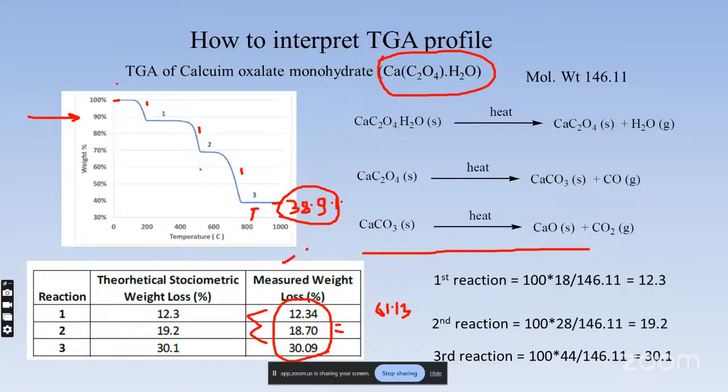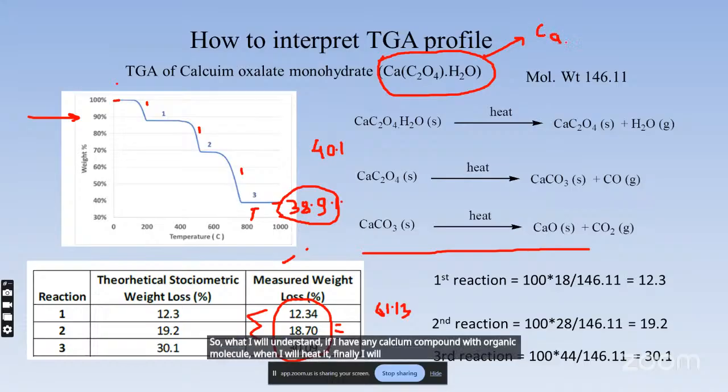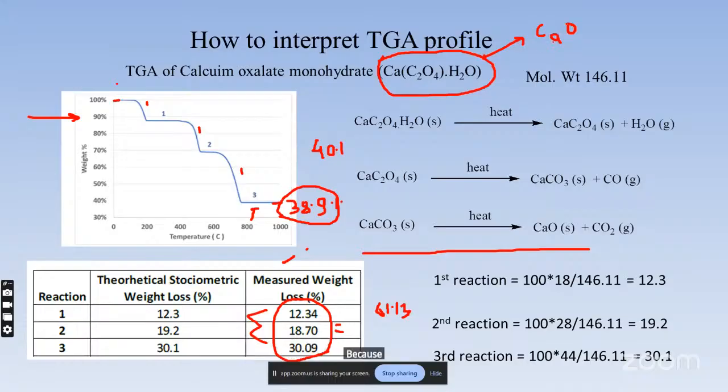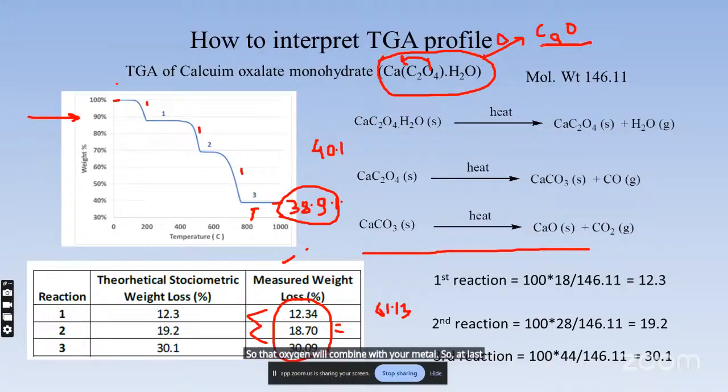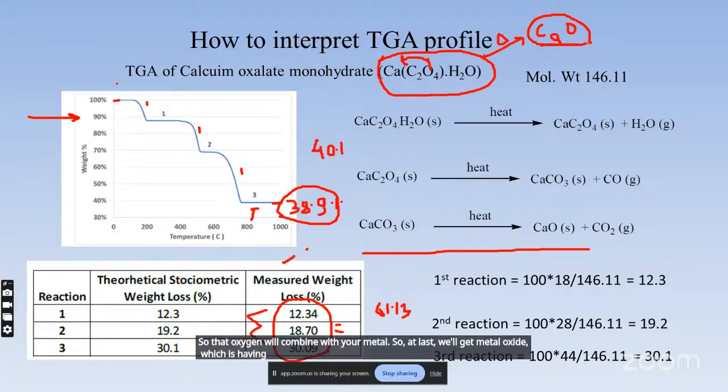Weight of calcium is 40.07, that is 40.1 you can write. So what I will understand, if I have any calcium compound with organic molecule, when I will heat it, finally I will get calcium oxide, because heating is oxidation. You have to keep in mind, unless it is heated in inert atmosphere. Even in inert atmosphere, if your sample has oxygen, that oxygen will combine with your metal. So at last we will get metal oxide, which is having a stable structure.